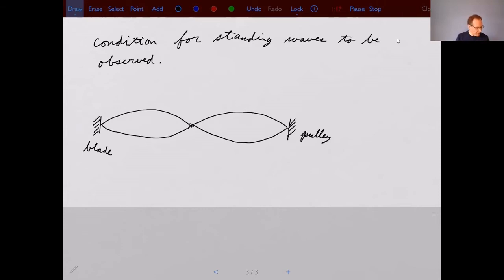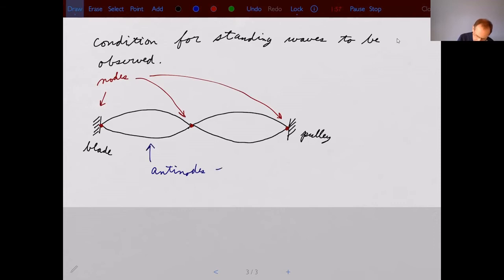Now remember, places where there's no movement of the string, those are the nodes. So in this case, right at the blade, or pretty close to the blade, right in the center, and at the pulley, those are going to be the nodes. And then the antinodes are going to be places where the string is moving the greatest. So here and here. So there's 3 nodes and 2 antinodes in this case.